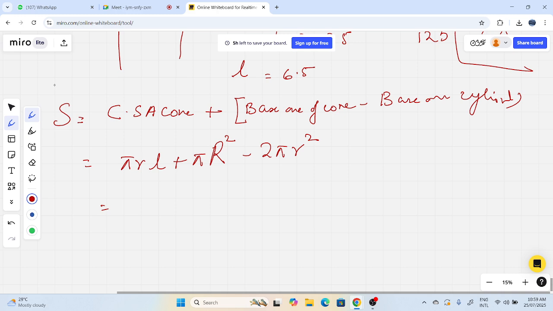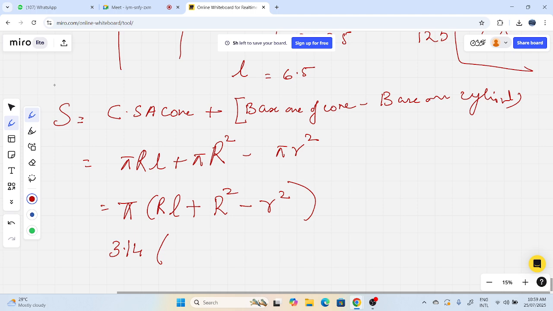So, the base is 2 pi r, not pi r. Only pi is common. I'll take the cone's r as capital R because that's bigger. Capital R, L plus r, minus r square.